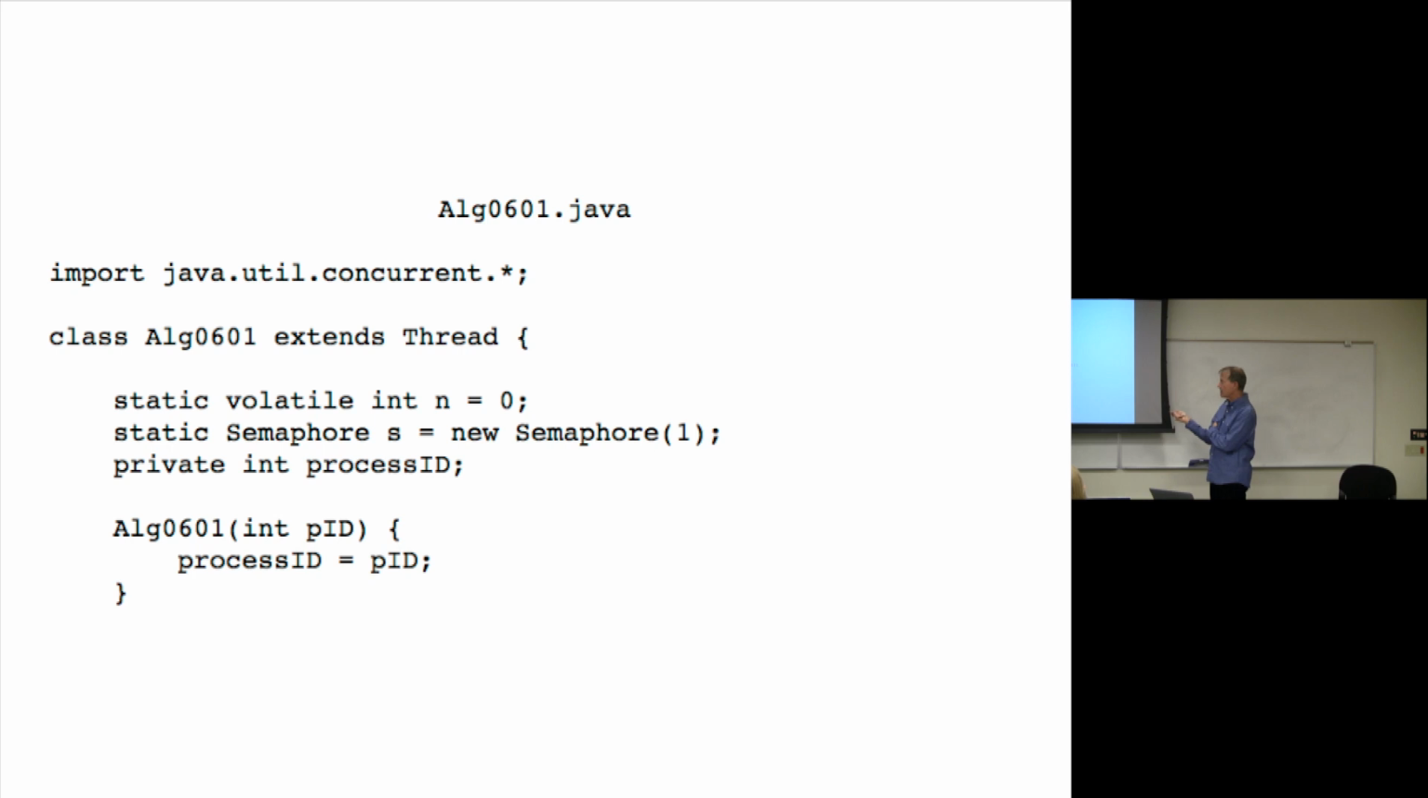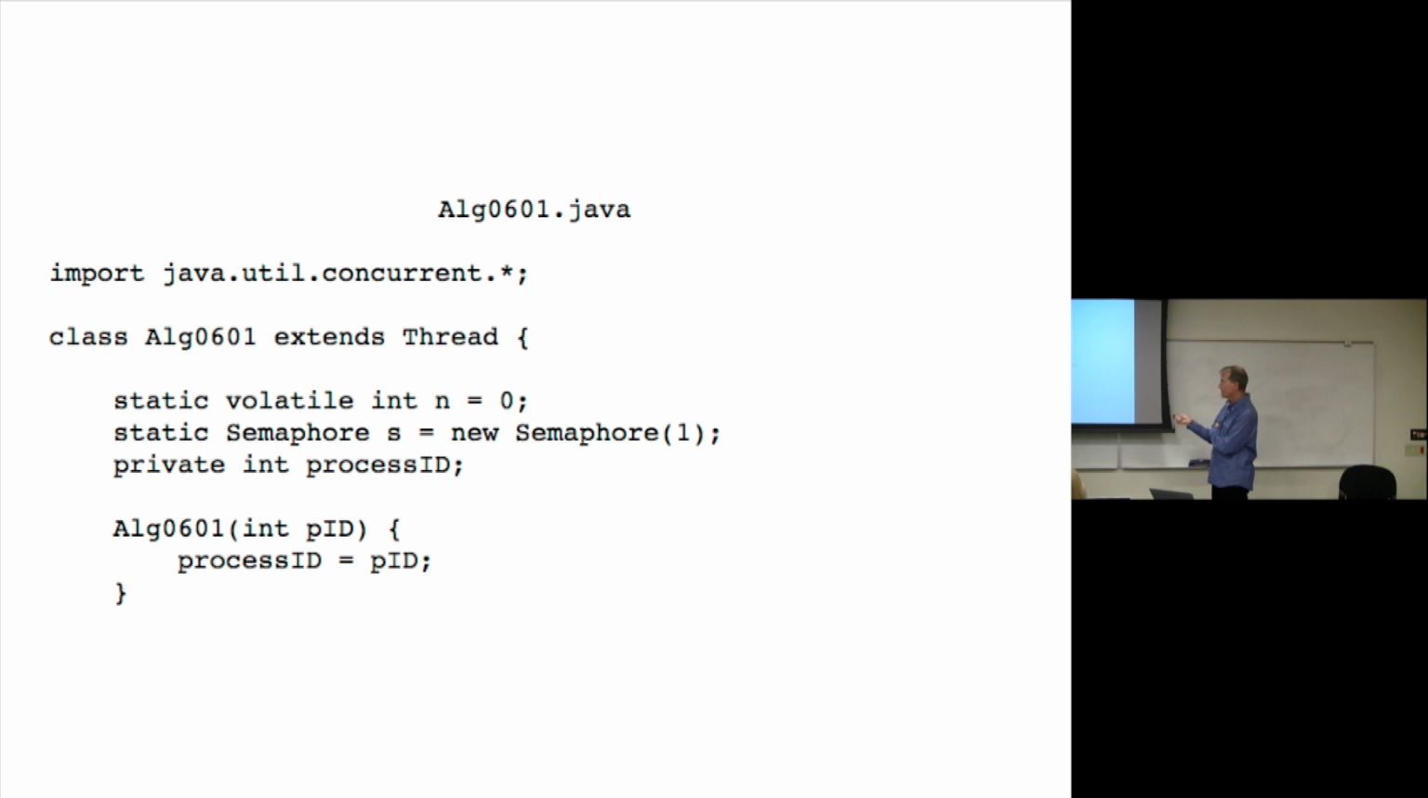And here we have our standard static volatile int. Now, what does static mean? One per class instead of one per process. I noticed in some people's code, you forgot to make the protocol variables static, so there was one per object, and then the code didn't work. Check this out: static, one per class, static Semaphore, capital S Semaphore, and that's what we import from here.